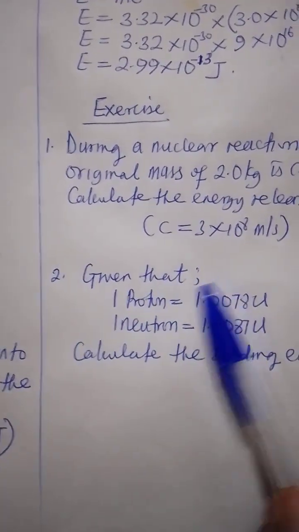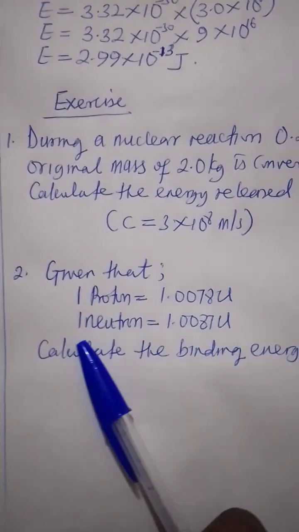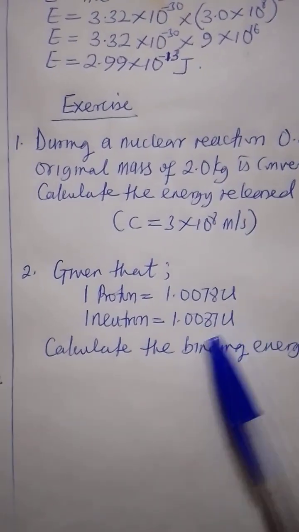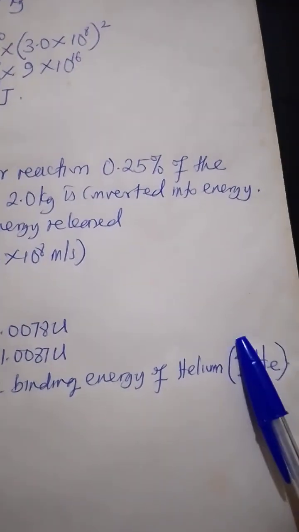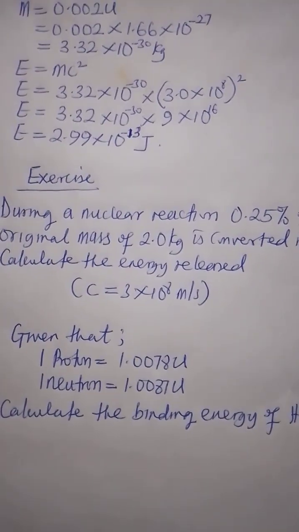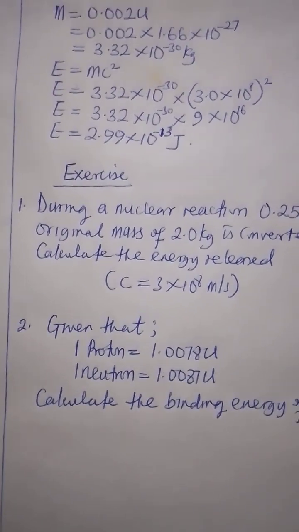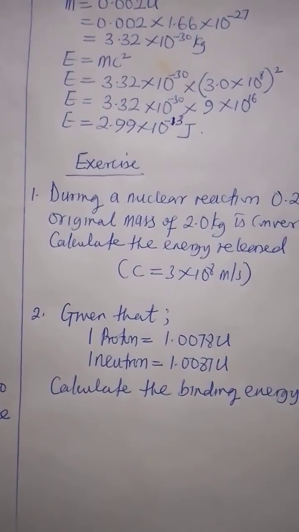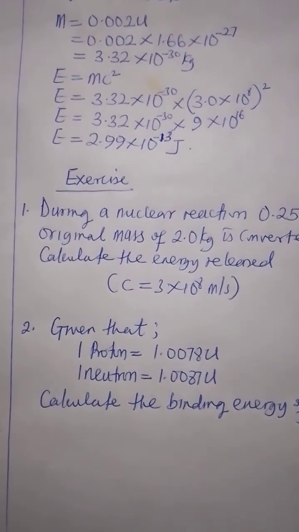Number 2, given that one proton is 1.0078 unified atomic mass, one neutron is 1.0087 unified atomic mass, calculate the binding energy of helium. Helium is 4 2 He. Try to attempt this question. Go through the solved or worked examples properly, get a proper understanding, and attempt these questions.